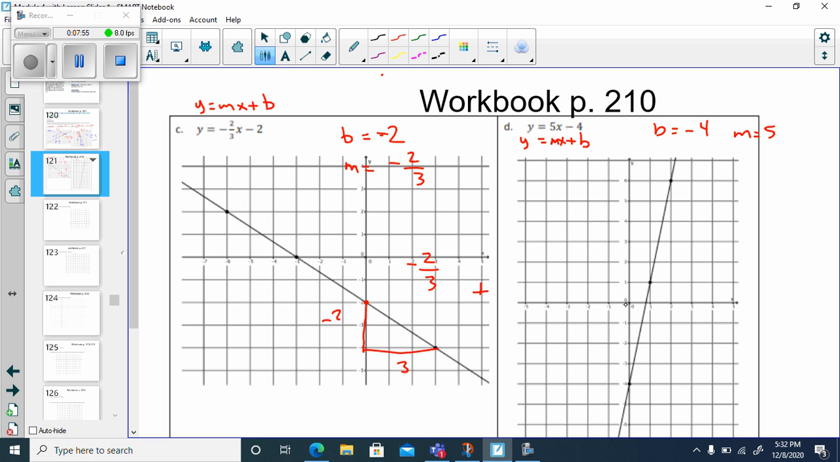So where's my b? It's where it crosses the y-axis. Here it is at -1, 2, 3, 4. There's my b. And then here's another point. I can draw my right triangle to find my slope. We draw our right triangle from one point to the other. And rise over run would be, I'm rising 1, 2, 3, 4, 5. I went up 5 and over 1. My slope is 5. Okay, perfect.